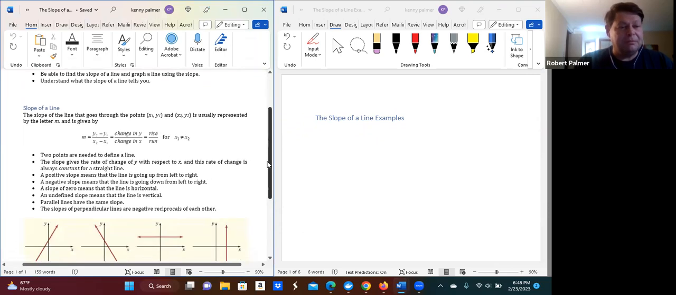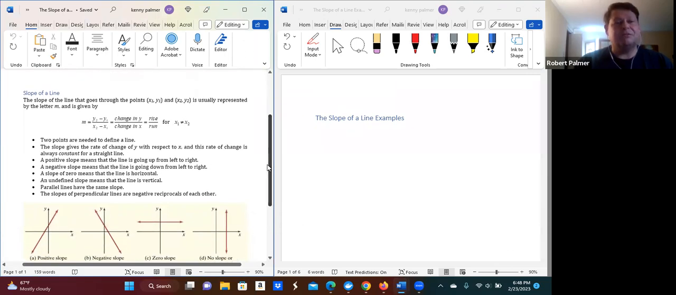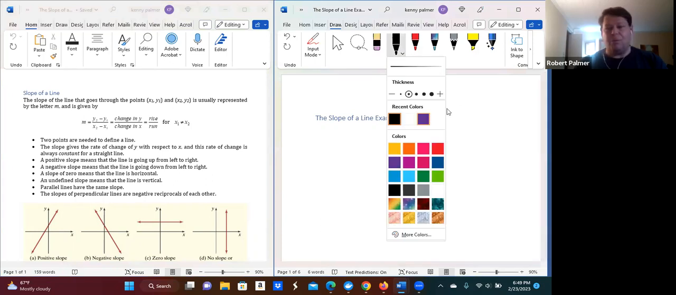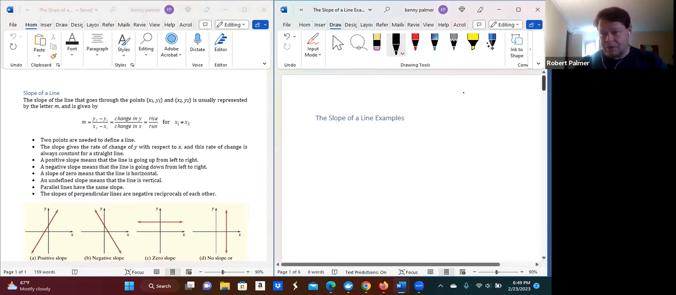So the slope of a line is given by this formula. If we have 2 points on a line, x1, y1, and x2, y2, then the slope is given by this formula: y2 minus y1 over x2 minus x1, also called the letter m. That's the change in your y's divided by the change in your x's, also called the rise over the run. Let's look over here on the right and explain a bit how this works.